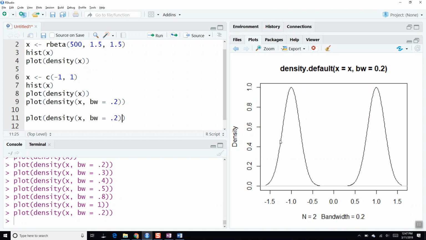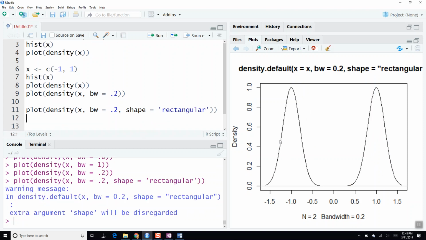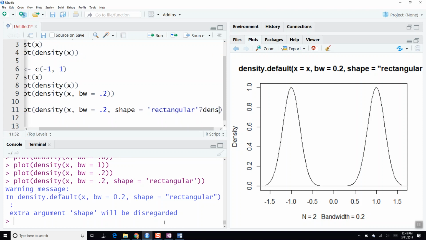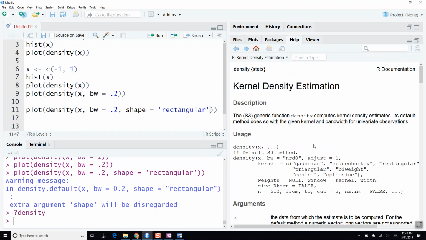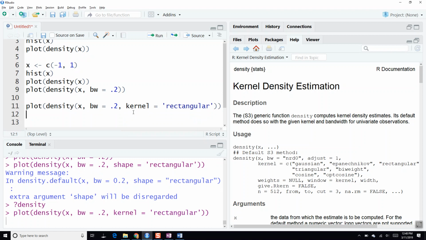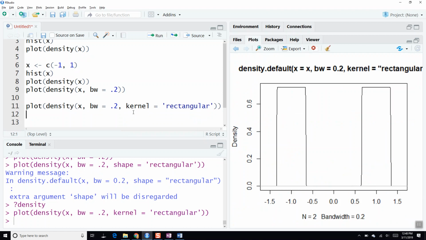Again, I can show you with bandwidth 0.2, and if I do shape equals rectangular, that was not the option. By default it's Gaussian, what is it? Oh, kernel. Kernel is rectangular. Okay, so here it's dropping a rectangular mound of sand. Actually, it's just ever so slightly, just a tiny bit trapezoidal.